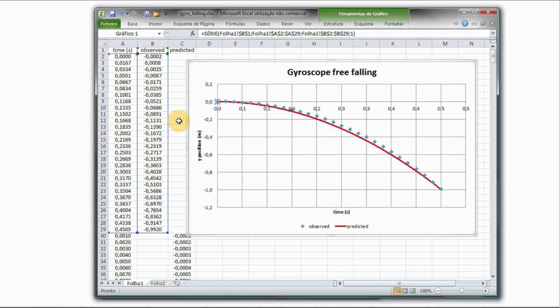Now we proceed to the analysis of the collected data and the predicted data from the model in the spreadsheet. Here in blue we have the observed positions, and in red we have the predicted positions from our model. There seems to be good agreement between the experimental data and the model, except here at the middle. I think this is related to the fact that the camera was filming the gyroscope falling at a certain angle, and this must be a parallax error.